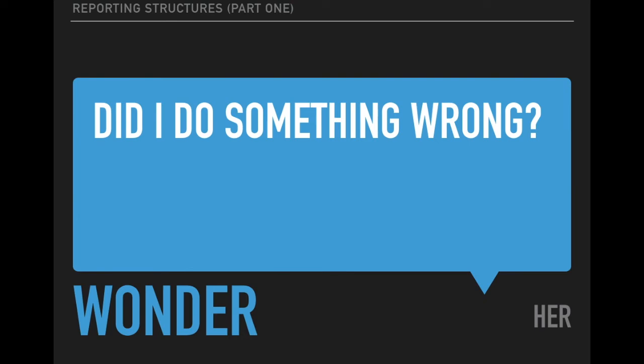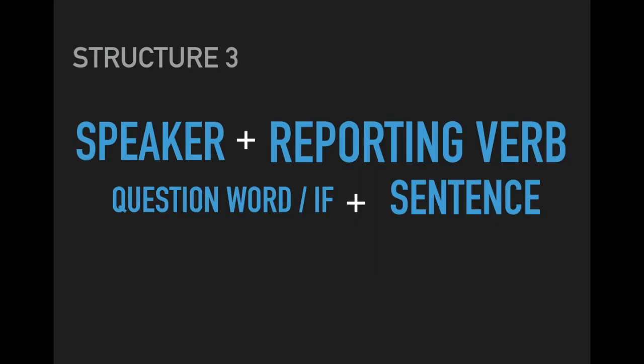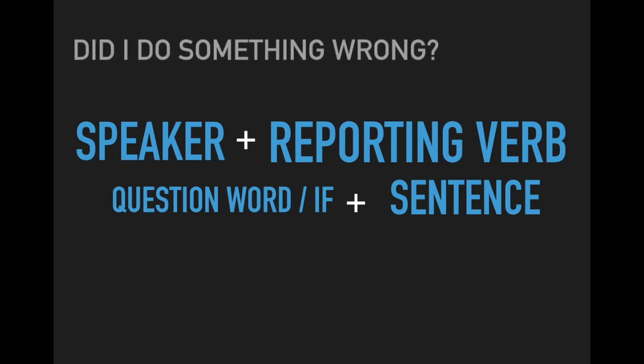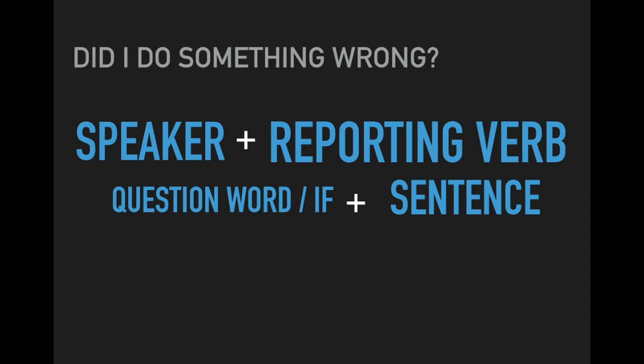So here we need to put the speaker and the reporting verb just like we always do. Then we're going to use a question word. If you can't remember, question words are who, what, when, where, why, and how. If you don't have a question word that fits with the sentence, you're going to use the word if. And then we'll put the sentence or the question that they said. So let's do an example. Pause the video and see if you can report the girl saying, did I do something wrong?